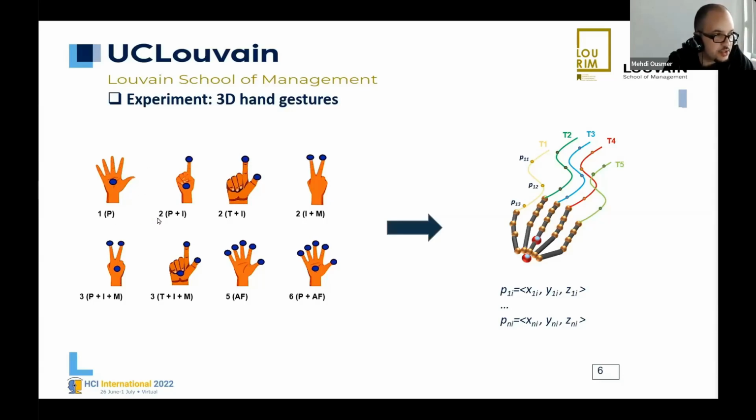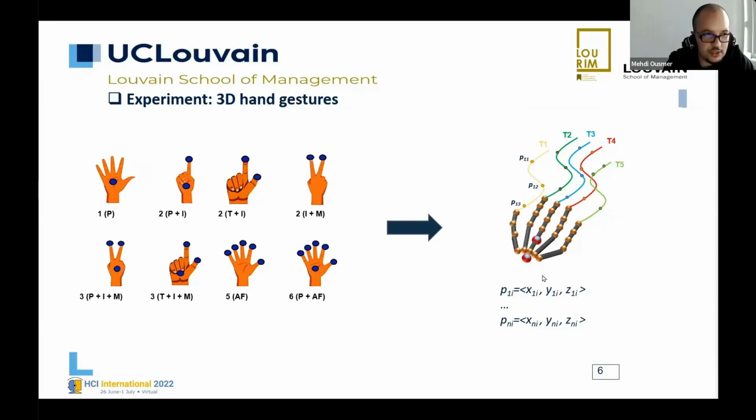The first one is the palm. The second one is the palm with the index fingertip. This one is the thumb and index fingertips. This one is the index and middle fingertips. Here we have the palm plus the index and middle fingertips. Here the thumb plus index and middle fingertips. This one is all the fingertips. And the last one is the palm plus all fingertips.